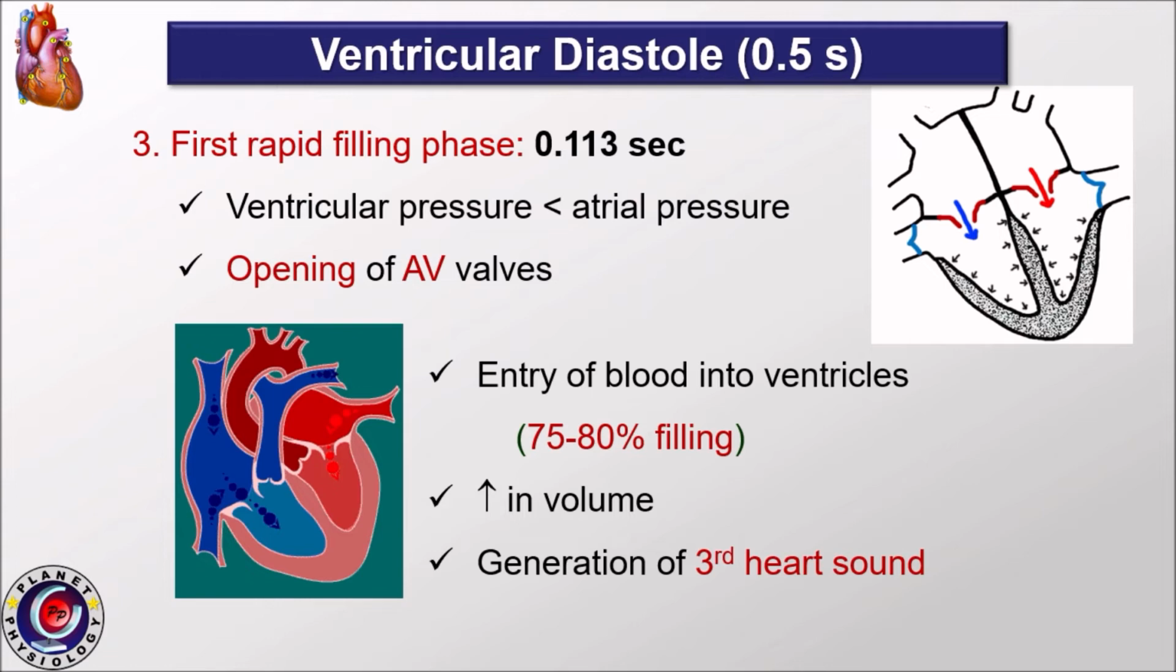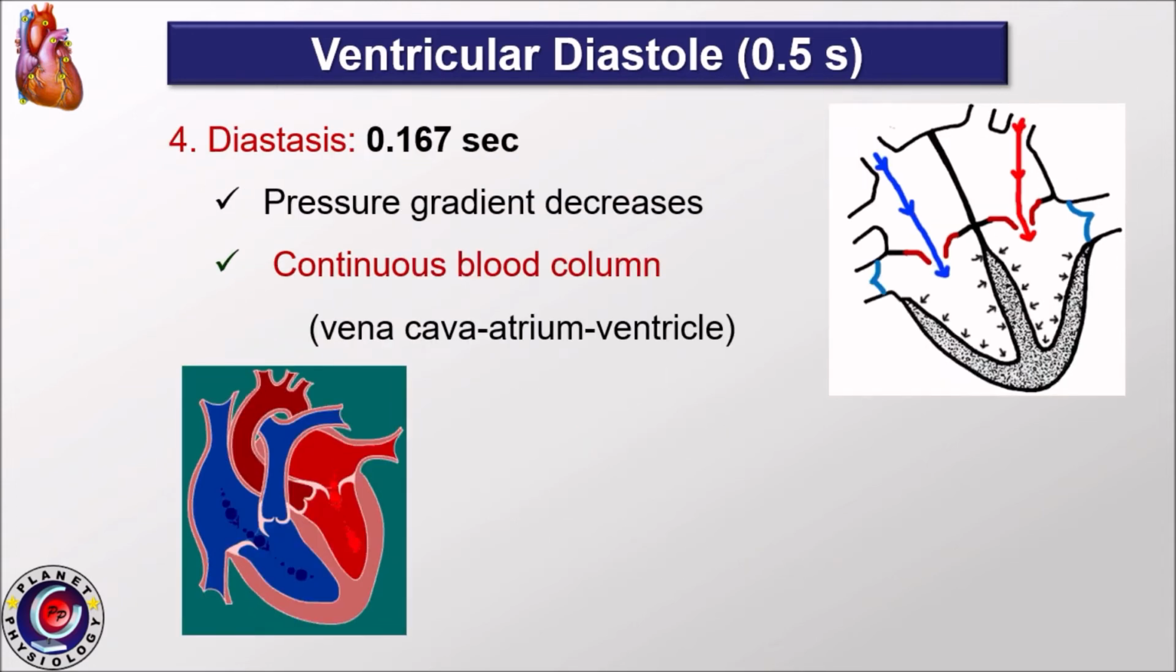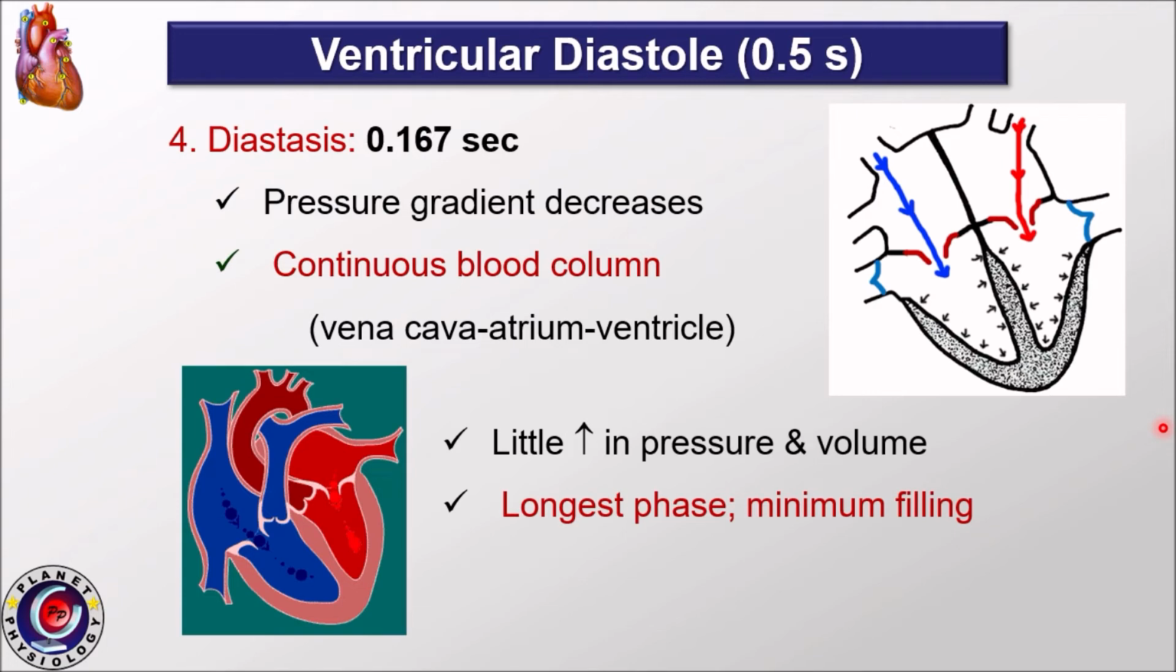Now once most of the blood has been pushed to the ventricle, whatever blood is received by the atria directly flows into the ventricles. So we can see a direct blood column from the vena cava to the ventricles, and we feel that the heart has stopped momentarily in this phase, and therefore this phase is called diastasis. Dia for diastole, stasis for stoppage. So stoppage of the heart during diastole. This phase lasts for 0.167 seconds, or you can say 0.17 seconds.